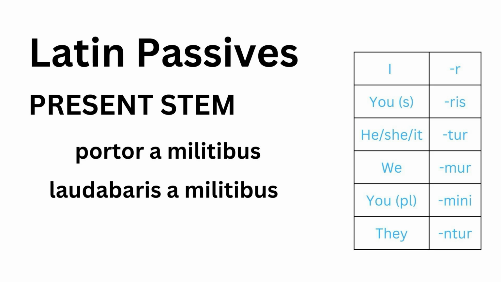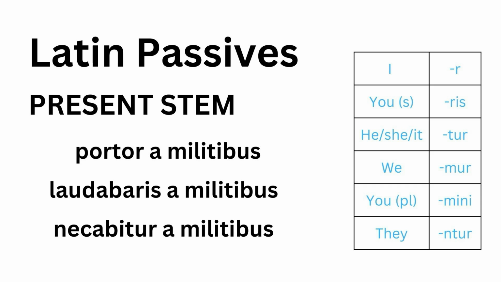Laudabaris a militibus. Now laudabaris is no longer present, it is actually imperfect. So this is a second person singular, a you singular, imperfect verb. Laudo means praise, so this sentence means you were being praised by the soldiers. Last one of the present stem, necabitur a militibus. Now necabitur is a third person singular future passive. Neco means to kill, so necabitur means he or she will be killed by the soldiers. So there are three examples of my present stems.